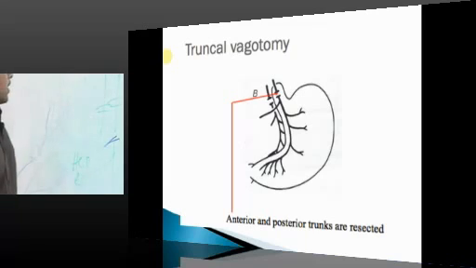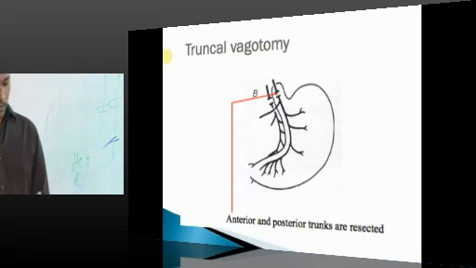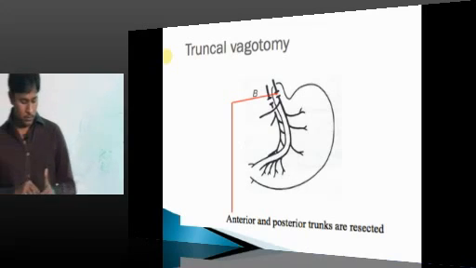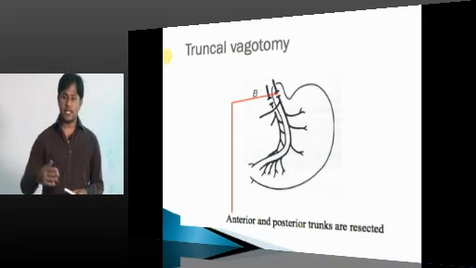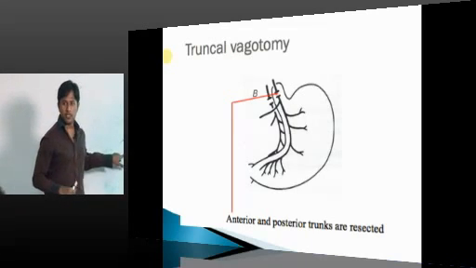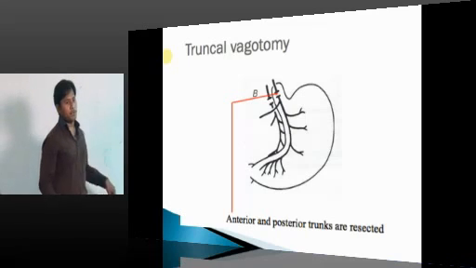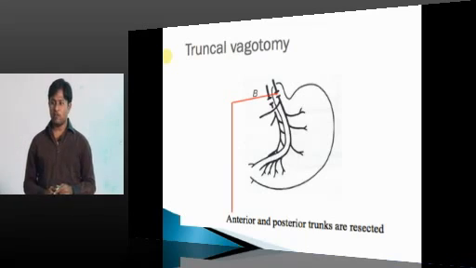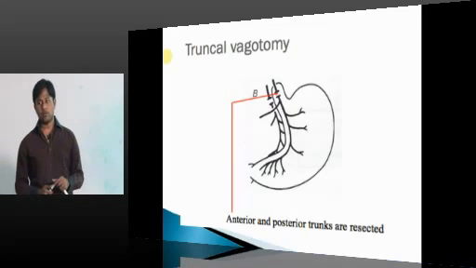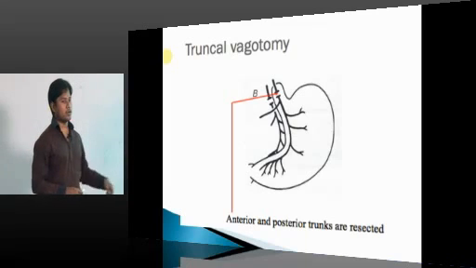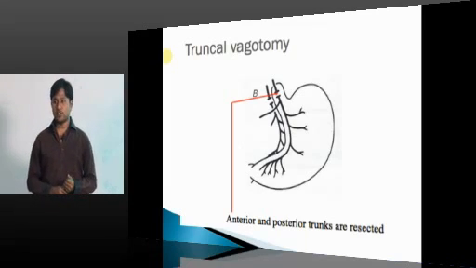Okay, so what is the significance of this truncal vagotomy? When the patient is having high recurrences, you do a selective vagotomy, but the patient is still having some recurrences. You remove all these things, the patient will not have any recurrences. So the least chance of recurrence is seen with truncal vagotomy. But there is a disadvantage.